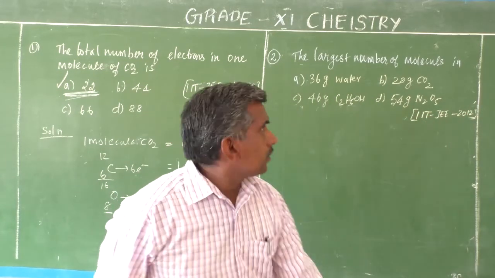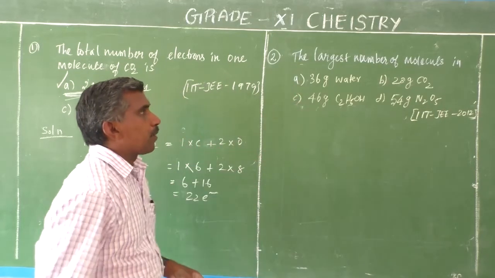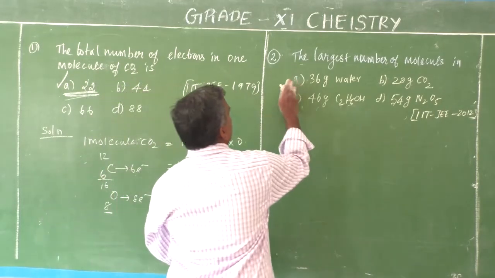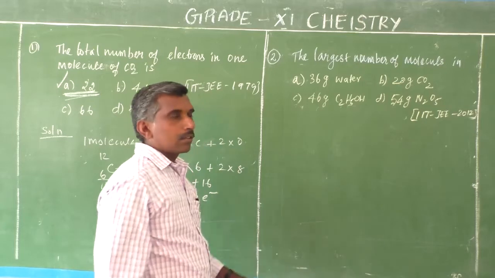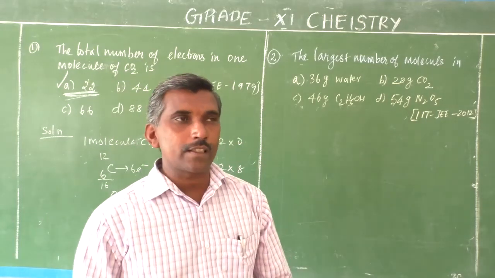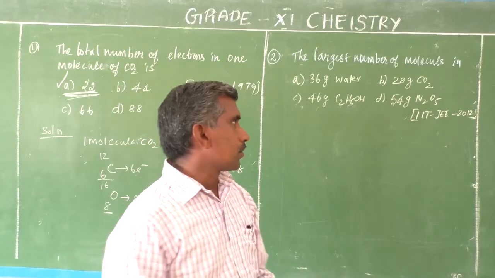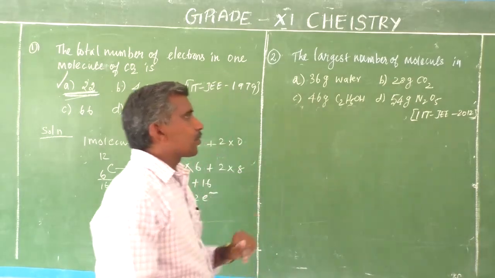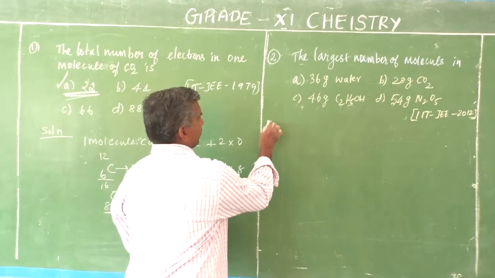Question, what is the question? The largest number of molecules. Four options are given. In which option is the number of molecules the largest, the maximum? So you solve the question first. Solution, you see.